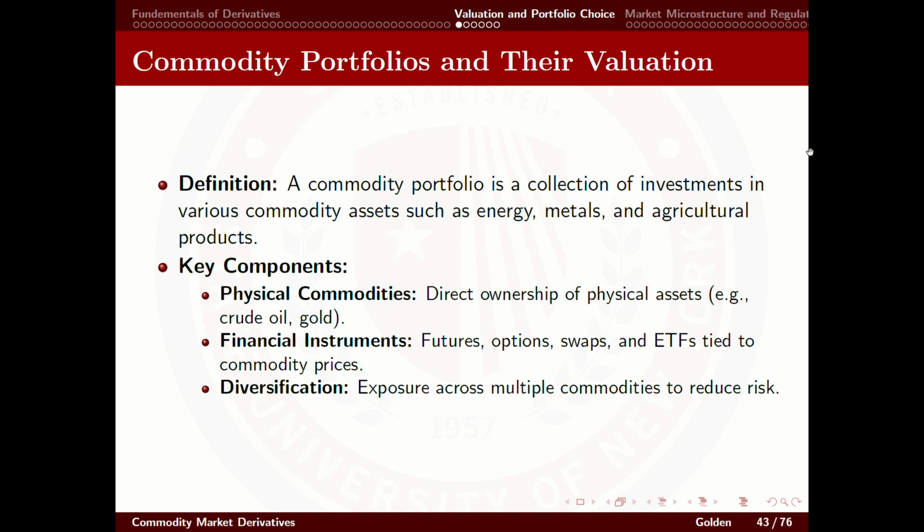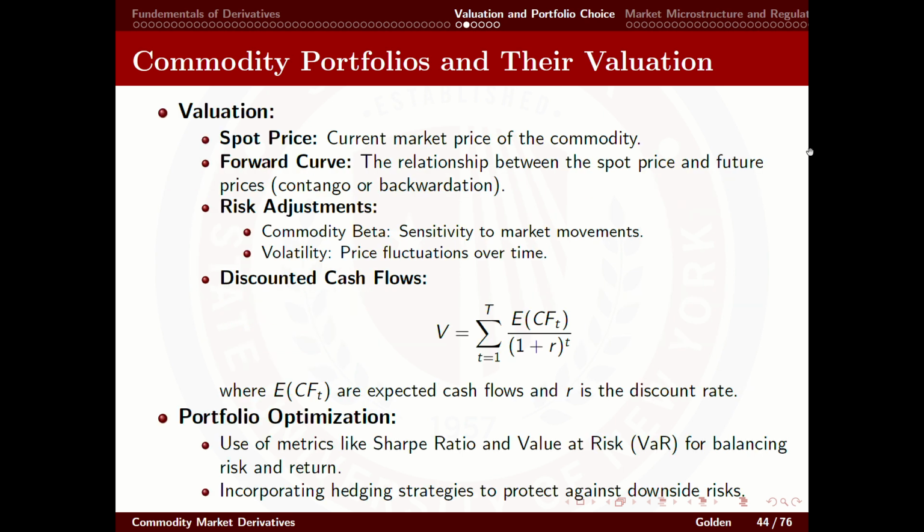So we're continuing today's discussion of fundamentals of derivatives with a look at commodity portfolios and their valuation. Before, we discussed how to price commodities and futures. Now we're looking at commodity portfolios, which are a collection of investments in different commodity assets. Some of them might be physical commodities, like direct ownership of gold and oil, and some might be financial instruments like futures, options, swaps, and ETFs. Your goal normally should be to diversify and create exposure across multiple commodities to reduce risk.